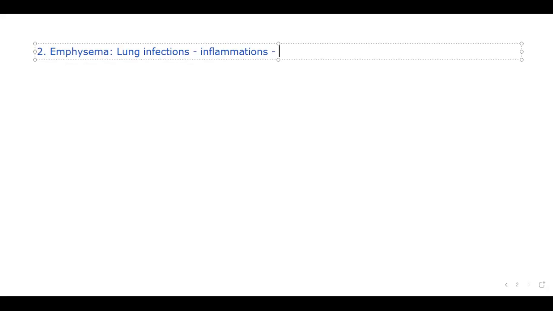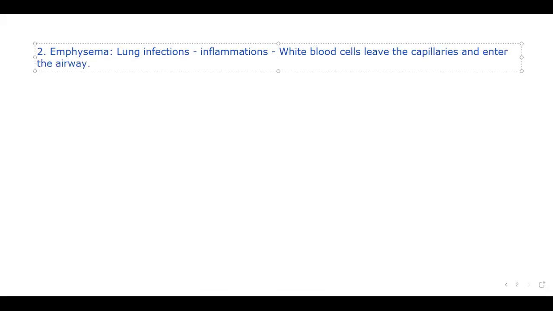Along with all of that, the white blood cells will leave the capillaries and enter the airway, because there's a lot of constant lung infection taking place. One of the ways in which our body fights against lung infections is that the white blood cells will leave the capillaries. They will squeeze out between the walls of the capillaries, and they'll enter the airways, and that's where the pathogens are, that's where the harmful bacteria are, that's where they will fight them.